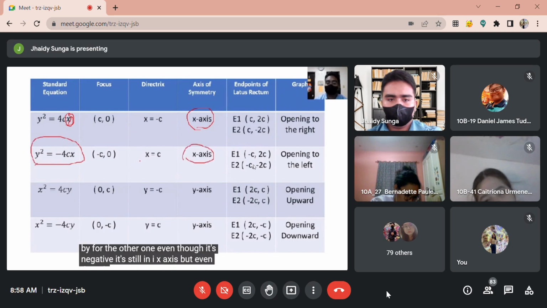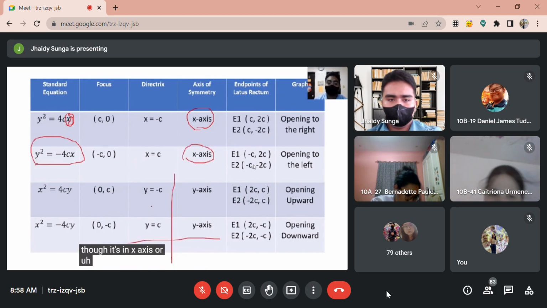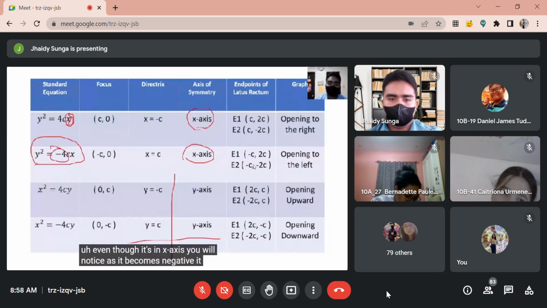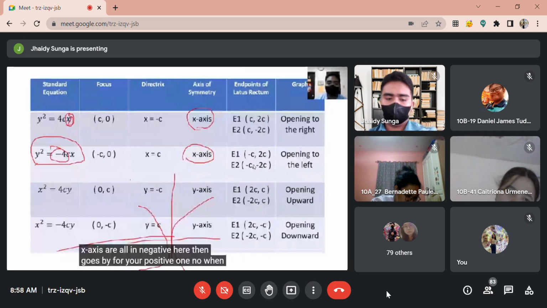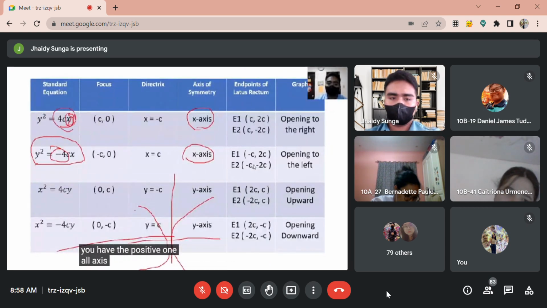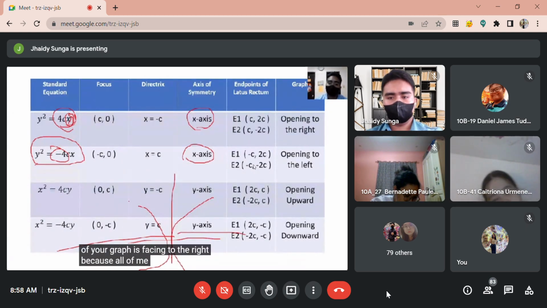But even though it's in the x-axis, you will notice as it becomes negative, it is opening to the left. Why is it opening to the left? Because all the things that you could see on the left side of your x-axis are all negative. Same goes for your positive one. When you have the positive one, the opening of your graph is facing to the right because all of the coordinates that you could find in your x-axis to the right are all positive. Same goes with this x squared.